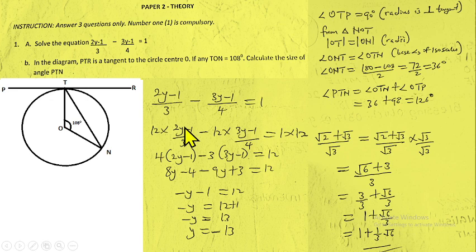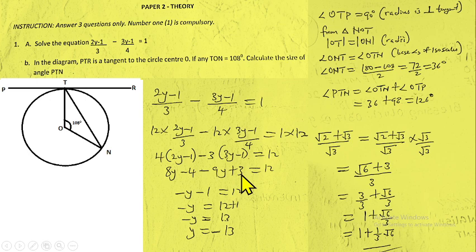And how do we do that? If you multiply through by 12, you have this written. Then 3 in 12 will give us 4, and the 4 will multiply this. 4 in 12 we have 3, and the 3 will multiply everything here. Then 1 times 12 is 12. From there, we have 4 times 2y, that gives us 8y. 4 times minus 1 gives us minus 4. Then minus 3 times 3y will give us minus 9y. Minus 3 times minus 1 gives us plus 3, equals 12.